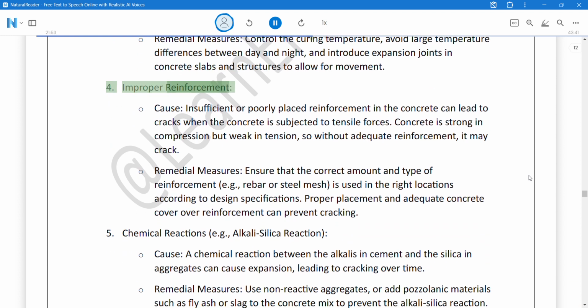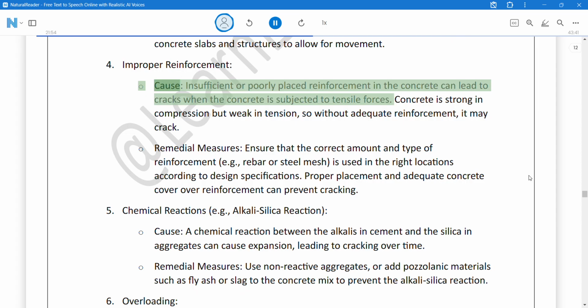4. Improper reinforcement. Cause. Insufficient or poorly placed reinforcement in the concrete can lead to cracks when the concrete is subjected to tensile forces.